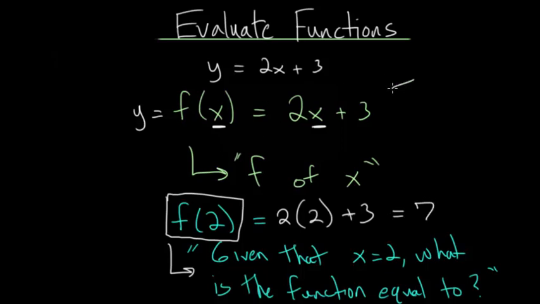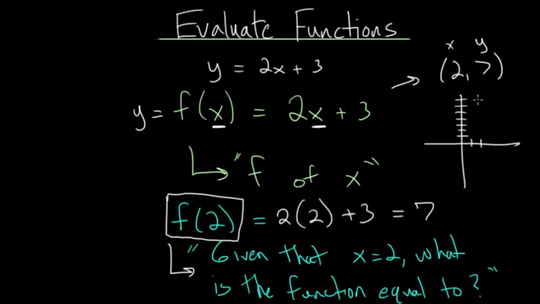So this function goes through the point (2, 7), where 2 is our x value and 7 is our y value. If we wanted, we could even plot this. Go over 2 and then up 7, so something like right there. And this is a line, so we can find a second point and plot that as well.